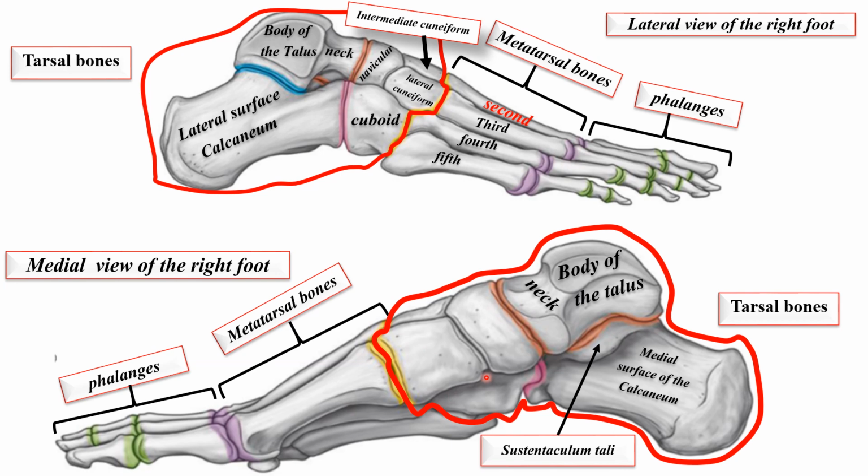This is the medial cuneiform. It is the largest bone of the three cuneiforms. This is the intermediate cuneiform here. This is the first metatarsal bone, and this is the second metatarsal bone. We can see them from the medial view.